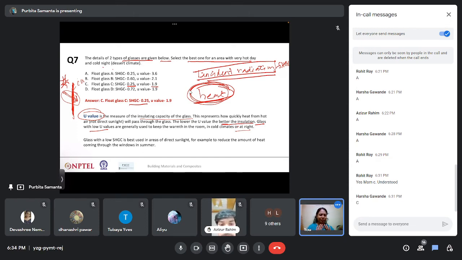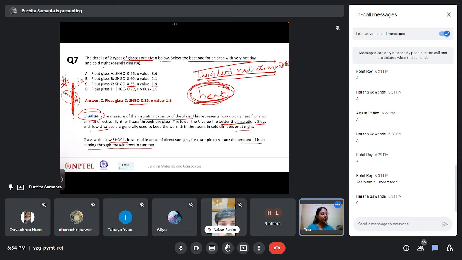But here, for our easy understanding, or at least for the fulfillment of the course that is being provided to us, this much of it, I hope, will be fine for all of us. So glass with a low SHGC, as I have said, is used to reduce the amount of heat coming through the windows in summer. So these are the basic fundamentals about SHGC and U value.